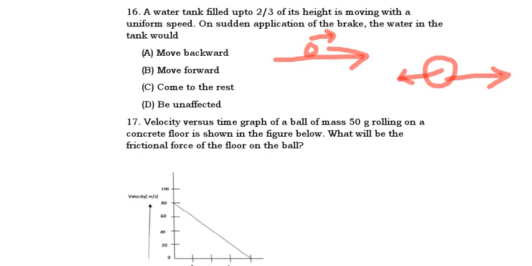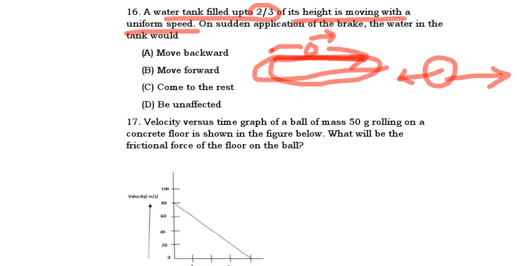Now see, there is a water tank. Suppose the water tank is a body like a train. The water tank is filled up to 2/3 of its height and moving with a uniform speed. So there is a water tank in the train, and the train is moving. The vehicle is in moving condition. If he suddenly brakes, then what happens, guys? Will the water move in the forward direction or the backward direction?